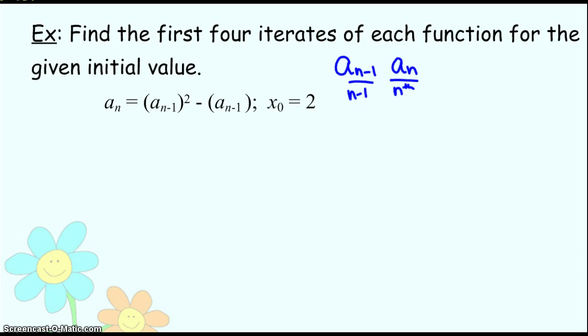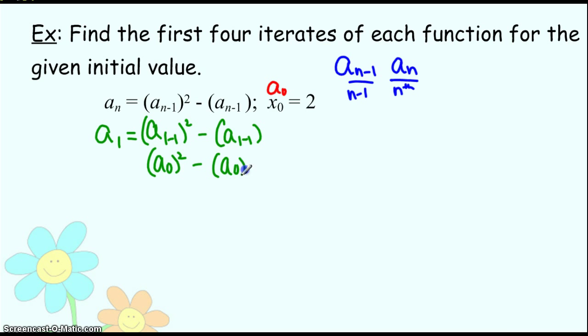So if our x sub 0 is our initial value, that's really a sub 0. So a sub 1 is going to be a sub 1 minus 1 squared minus a sub 1 minus 1, or a sub 0 squared minus a sub 0, which subbing in is 2 squared minus 2. So 4 minus 2 gives us 2. So let's try that again.